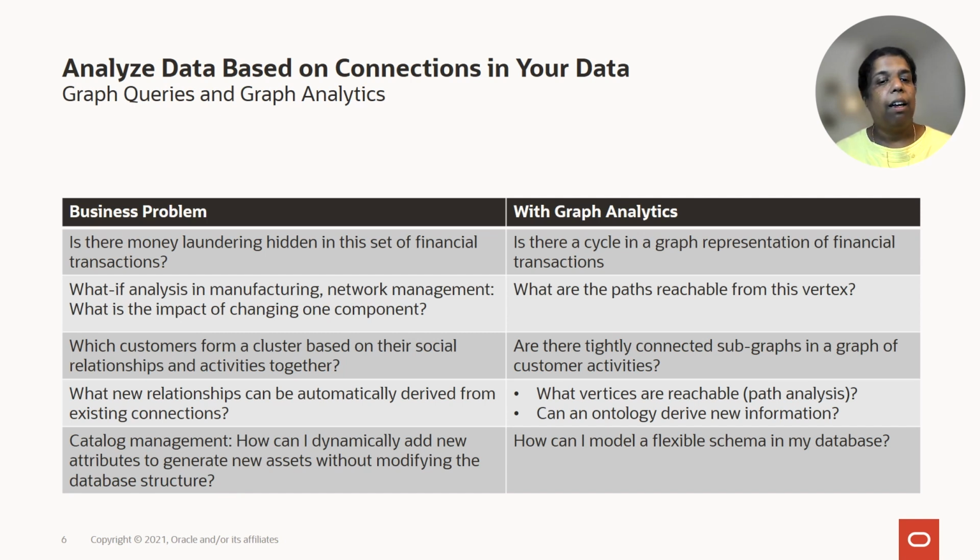In manufacturing or network management, you can model your bill of materials as a graph. You can model your network as a graph to do what-if analysis, like what will happen if I change the design of a component? What will happen if a network node goes down? With graphs, you can do path analysis to look at the impact of these events, not just on the vertices immediately connected to this vertex, but analyze the impact on all of these other components that are indirectly connected to this vertex.